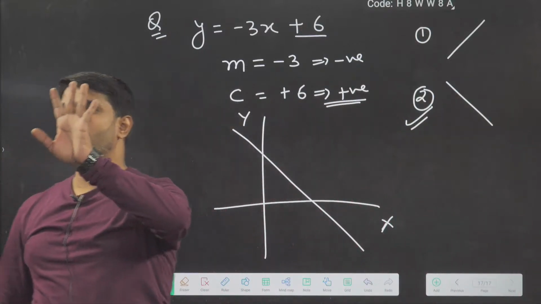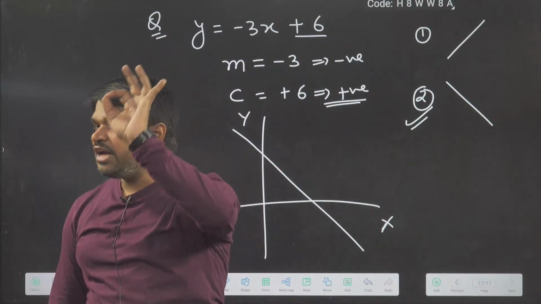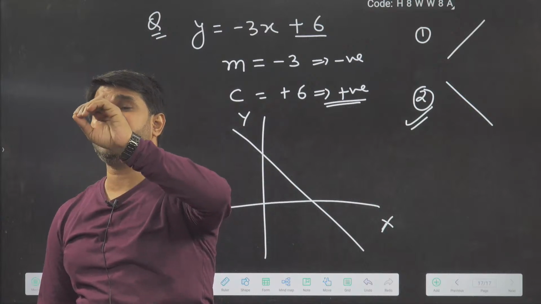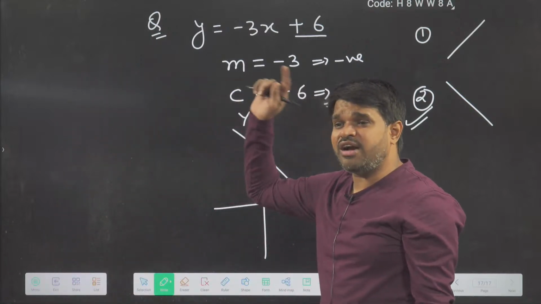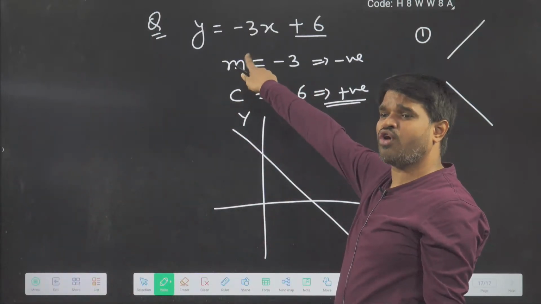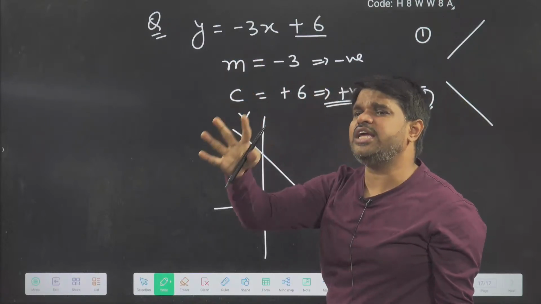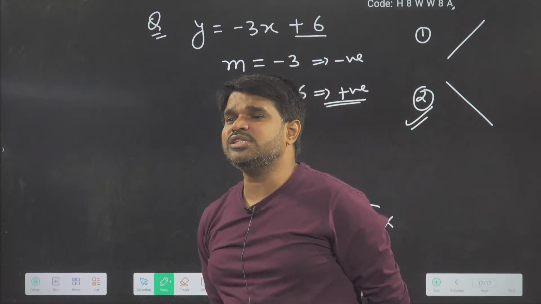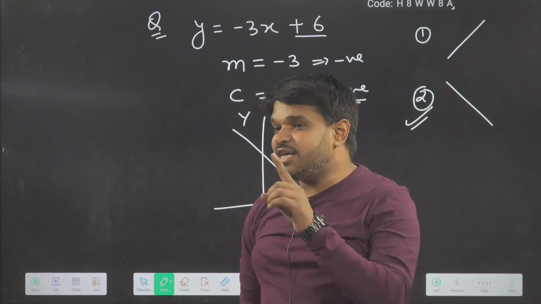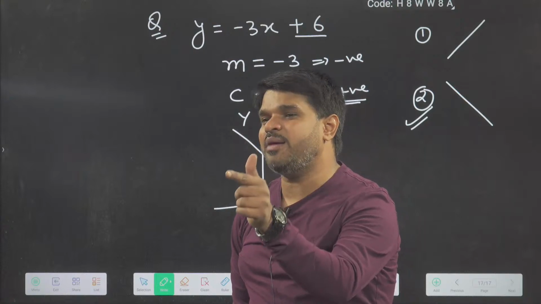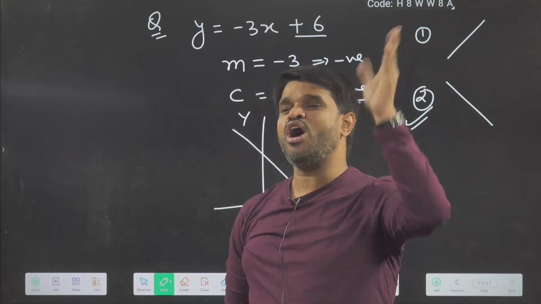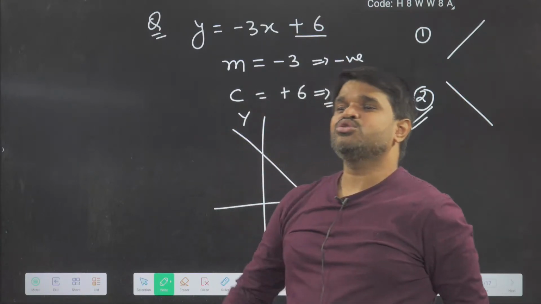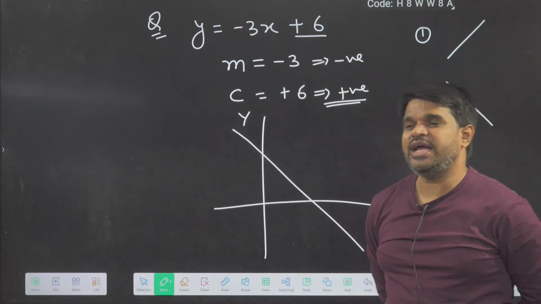Now just tell me, if I give you any equation, and I mean any equation, can you convert any linear equation into this form, y equals mx plus c? Yes. And just by looking at the values of m and c, can you draw approximately how the line is going to look? Yes. So this is the process of drawing any straight line.